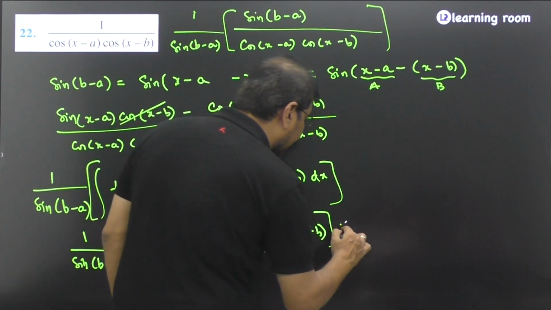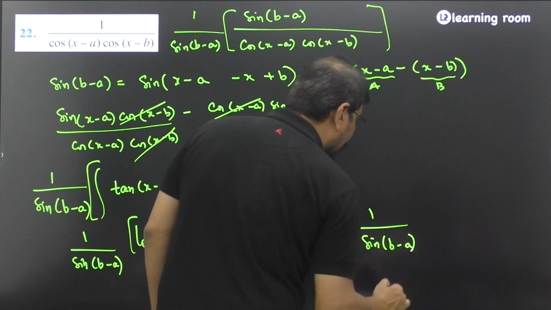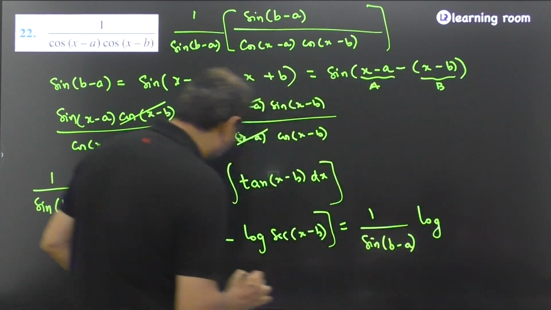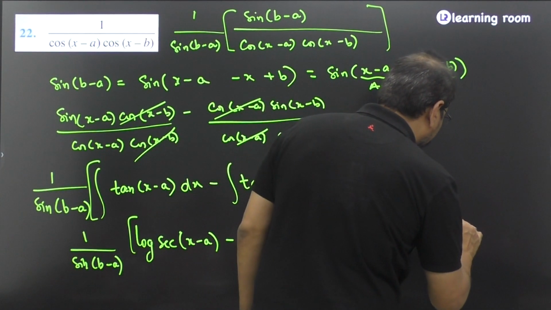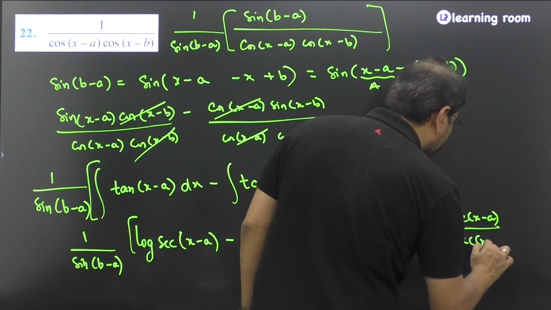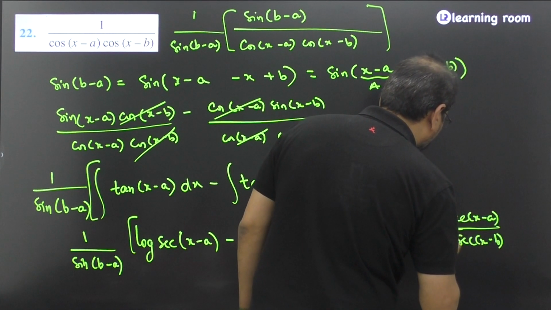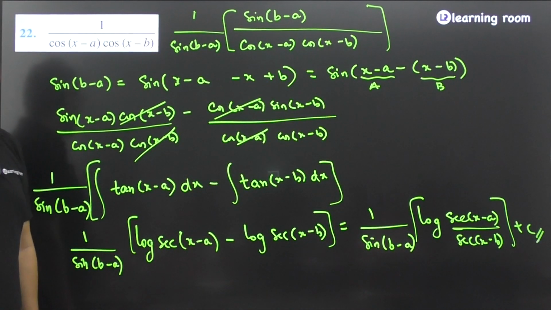So this can be written as 1 by sine of b minus a into log of, you know that log a minus log b is log of a by b. So log of secant x minus a divided by secant x minus b plus c. So this should be the answer.